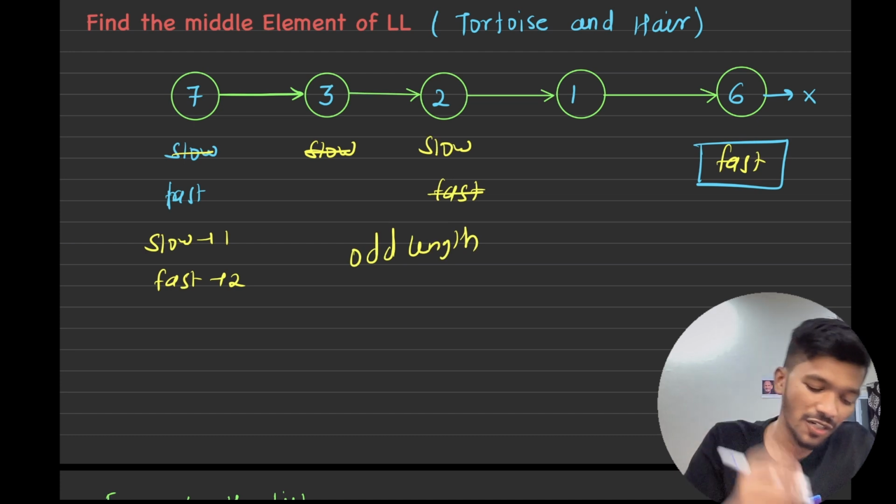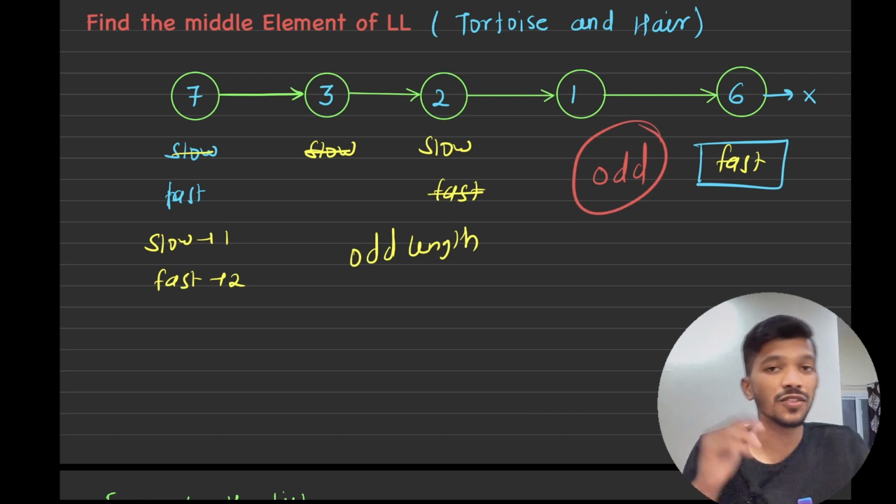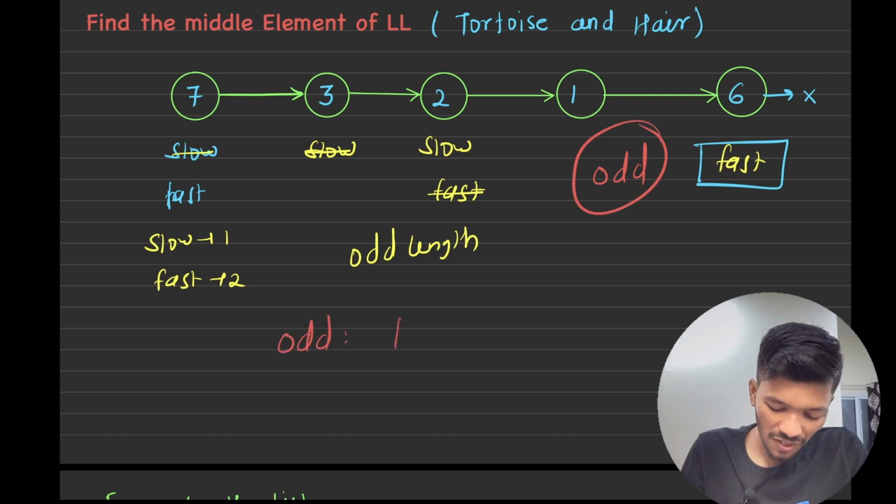My fast is pointing to the last node of the linked list, and here the length of the linked list is odd, right? So one thing we are sure of is that if the length of the linked list is odd, my fast will always point to the last node.